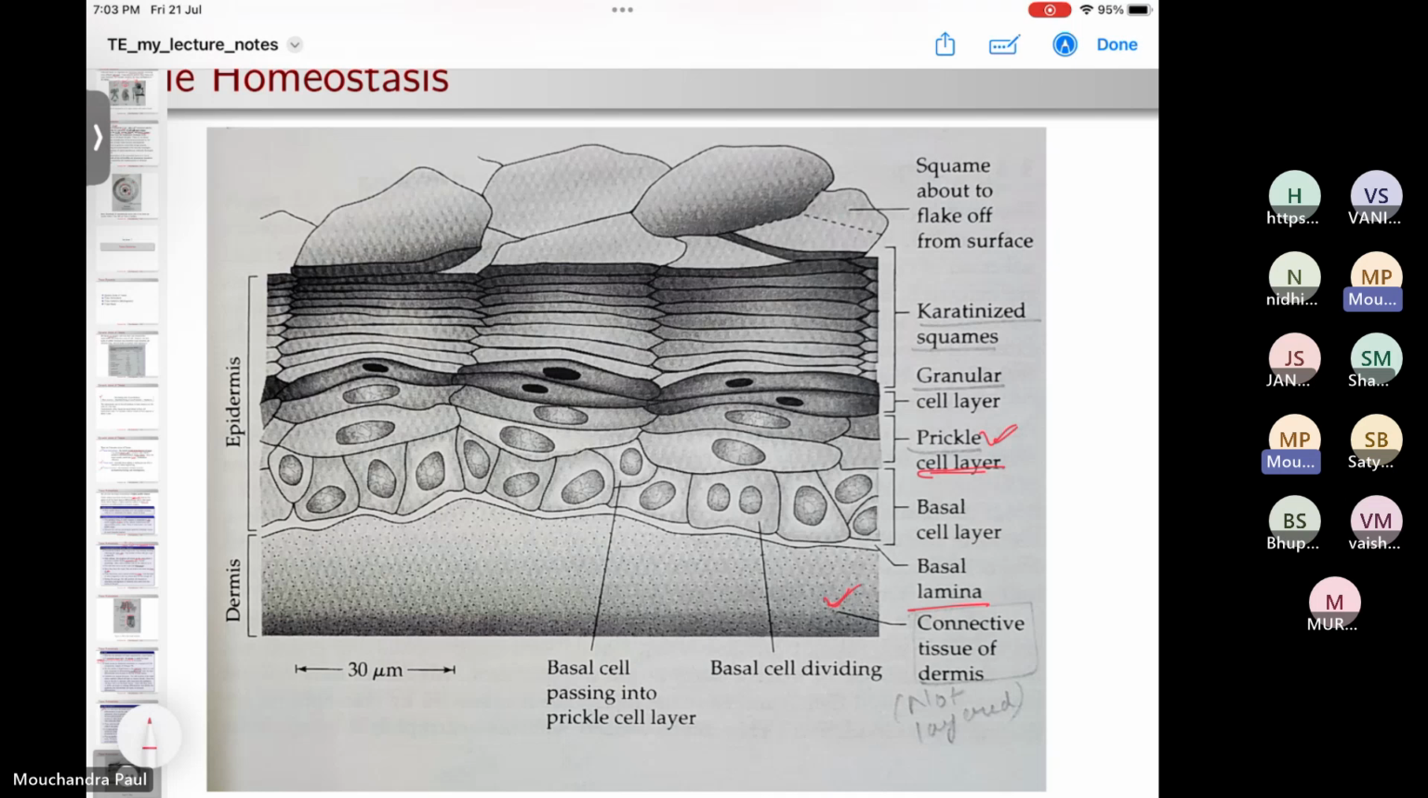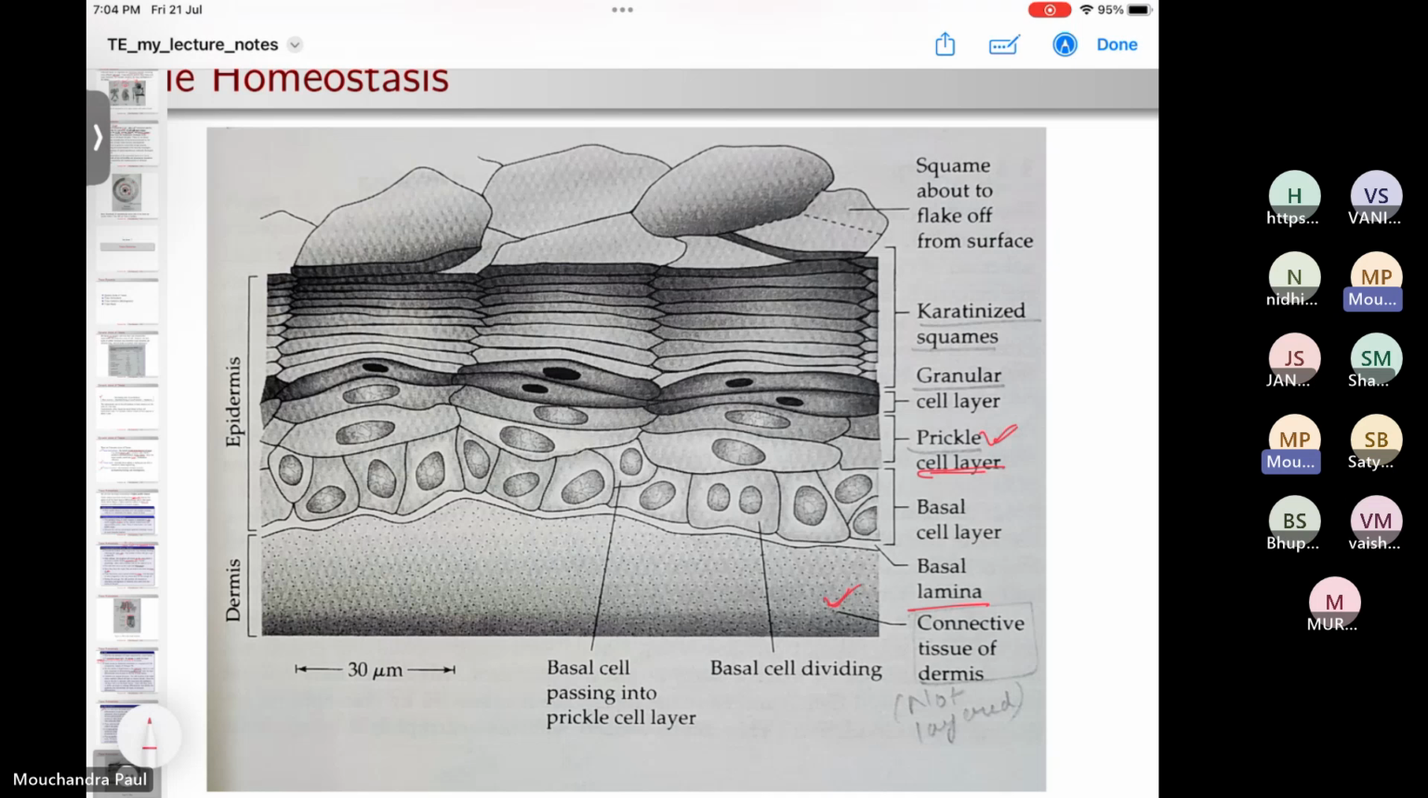Next, the cells move up. Now, why are the cells moving up? You might think, okay. It is because the body surface is limited. There is no way the cells can move in the xy direction. They cannot move in a planar direction. If the cells are dividing, they have to move up, in the z direction. Our body surface is limited.